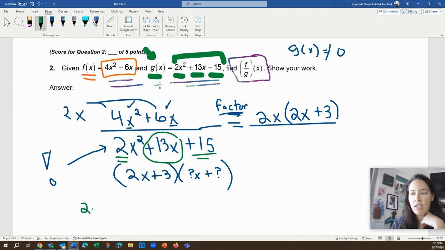Okay, watch. 2 times 15 equals 30. Can't write 30. We split that into its factors. It's 5 and 6, 2 and 15, 1 and 30, 3 and 10, right? You can list them all out, but we're looking for something that's going to add to 13. So that's why I like 10 and 3. That's what popped in my head. 10 plus 3 is 13. That's great. And 10 times 3 is 30.